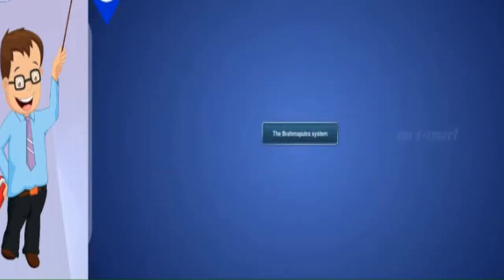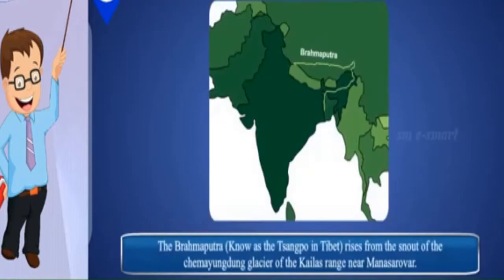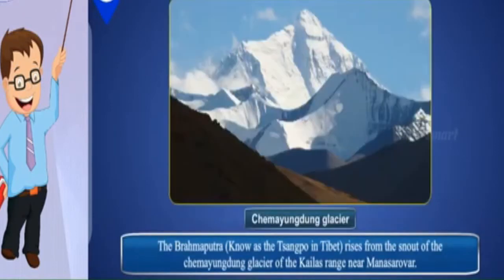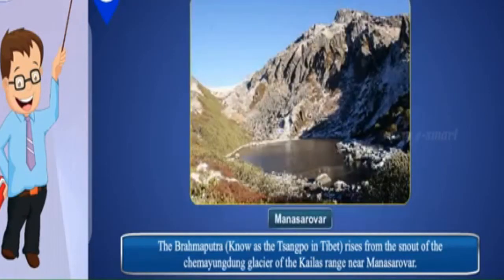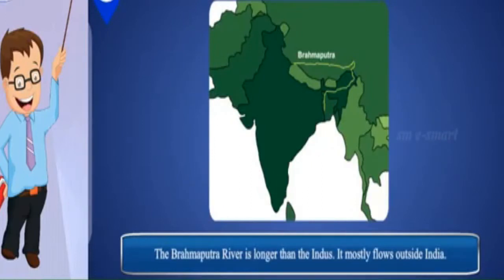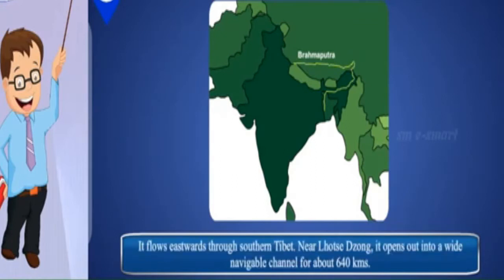The Brahmaputra system. The Brahmaputra rises from the snout of the Chemayungdung Glacier of the Kailash range near Manasarovar. The Brahmaputra river is longer than the Indus. It mostly flows outside India. It flows eastwards through southern Tibet. Near Lonsei Dzong, it opens out into a wide navigable channel for about 640 kilometers.